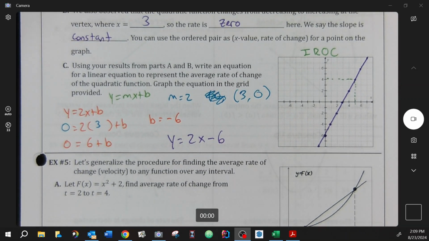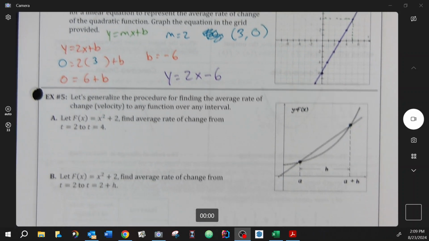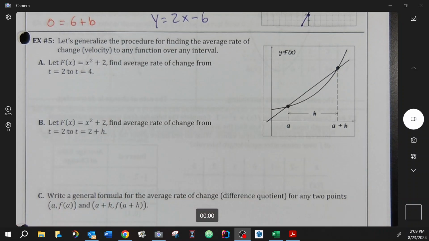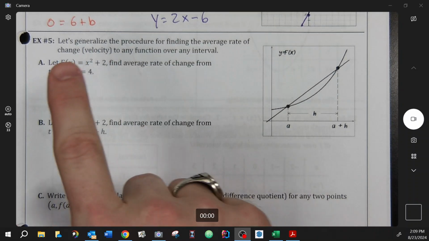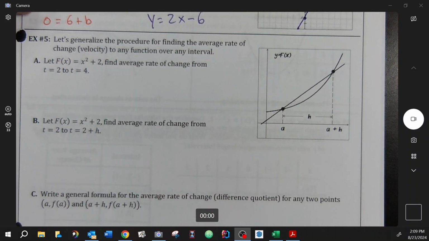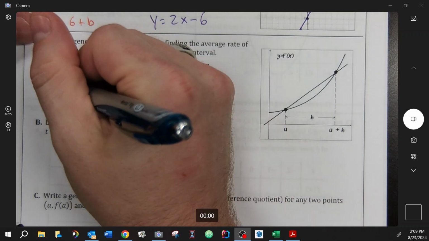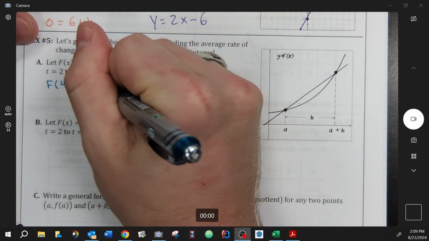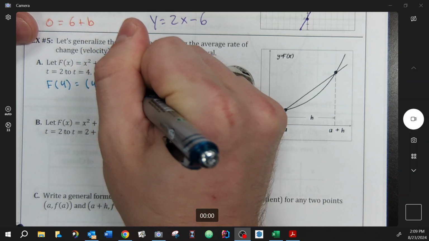What we want to do is generalize this. We want to show that this kind of thing works for all quadratics. In fact, we want to show that it works for all functions. So let's go to just some generic other function, x squared plus 2. Let's first find the average rate of change from 2 to 4. What we're going to do is say f of 4 is, now plug 4 in, and you get 16 plus 2.